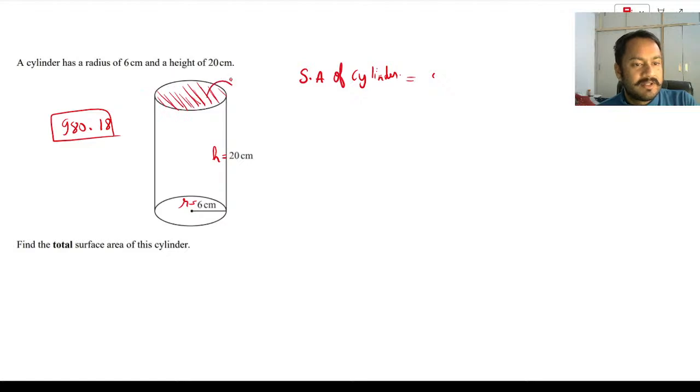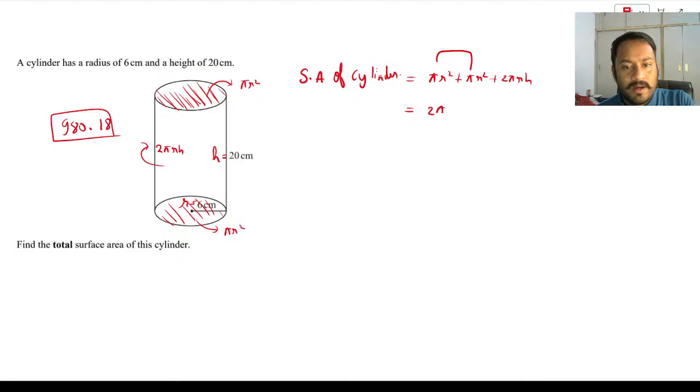So this was basically the area pi r square, and this is again the area that is pi r square, and the final curved surface area is 2 pi r h. So you can add all the values: pi r square plus pi r square plus 2 pi r h. If you add these two, this will be 2 pi r square plus 2 pi r h. So you can take common 2 pi r bracket r plus h. Now you can put the values: 2 into pi into radius 6, then 6 plus 20. So if you further solve, 6 into 2, 12 pi, multiplied by 26.